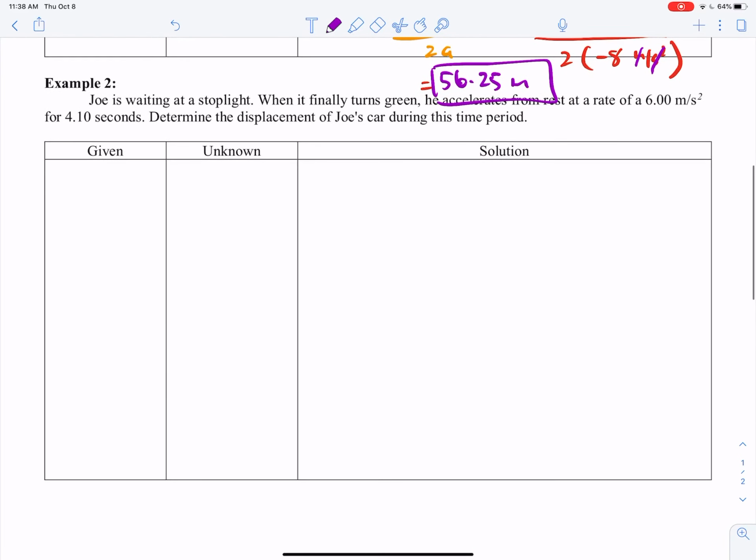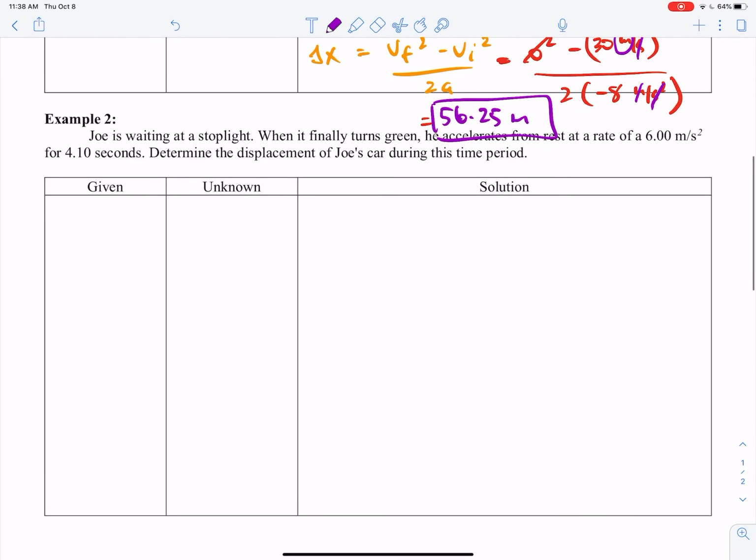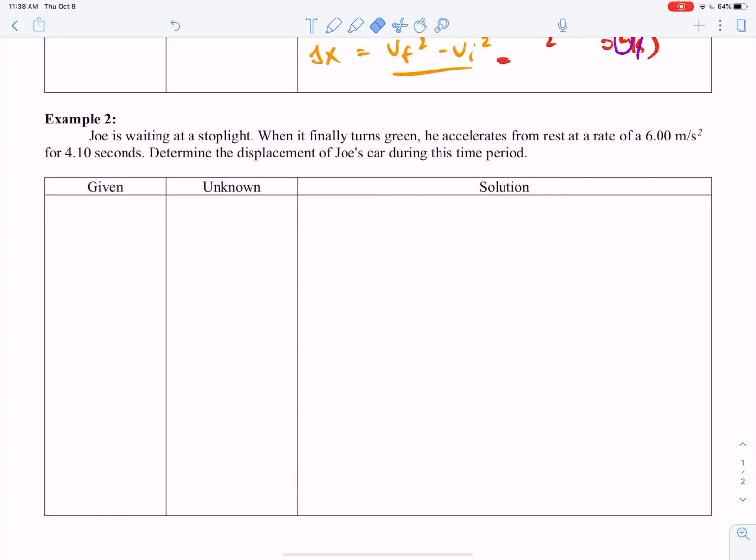Let's try example 2. I'm going to clear a little bit of this away. Joe is waiting at a stoplight when it finally turns green. He accelerates from rest at a rate of 6 meters per second squared for 4.10 seconds. Determine the displacement of Joe's car during this time period, so while he's accelerating.